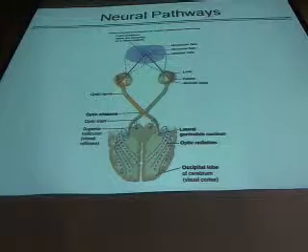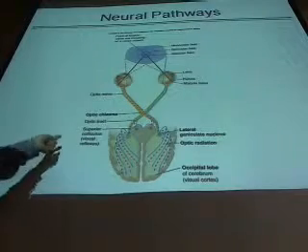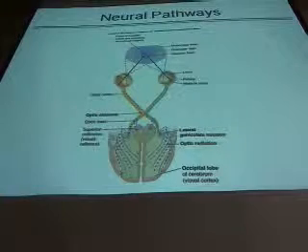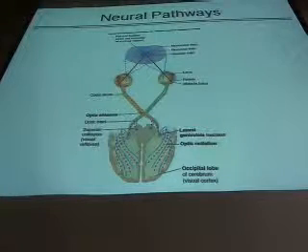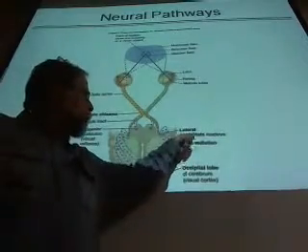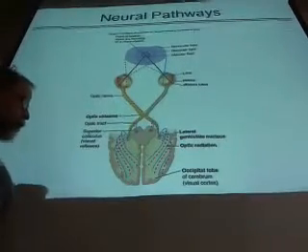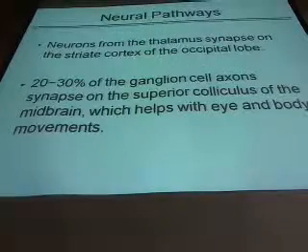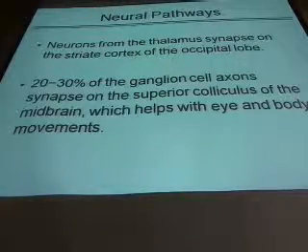Then your lenses comes in through the optic chiasm, the optic tract, superior colliculus. If that's destroyed, you lose your sight. For your sense of smell, it's the inferior colliculus. Here's your lateral geniculate nucleus. We'll talk about that in a second. And the occipital lobe is where the visual cortex is. Neurons from the thalamus synapse on the striate cortex of the occipital lobe.